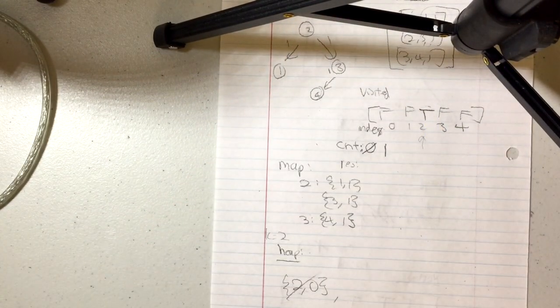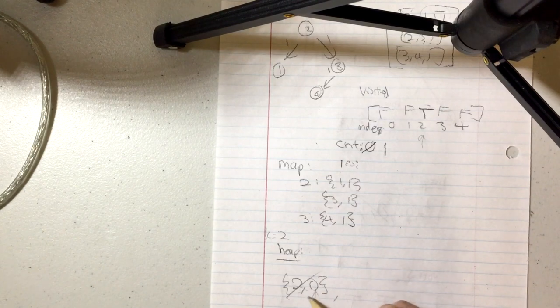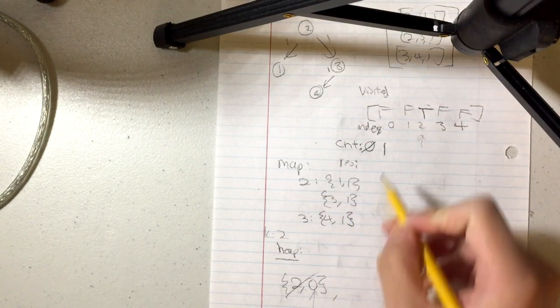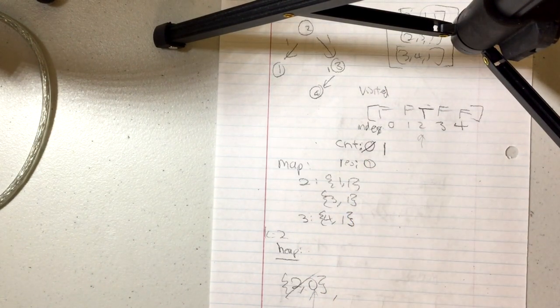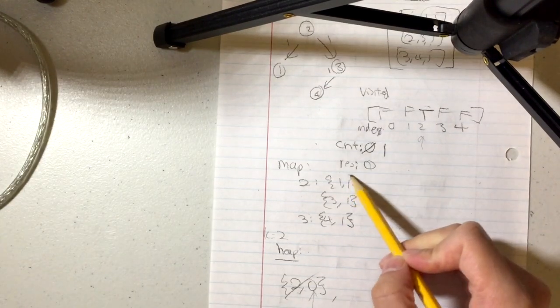Now, what do we do now? Okay, our result, we're going to set that equal to the second value of our heap entry, which is 0. Then we're going to go through every neighbor. So what are the neighbors of 2? 1 and 3. Okay, so the neighbors of 2 are 1 and 3.